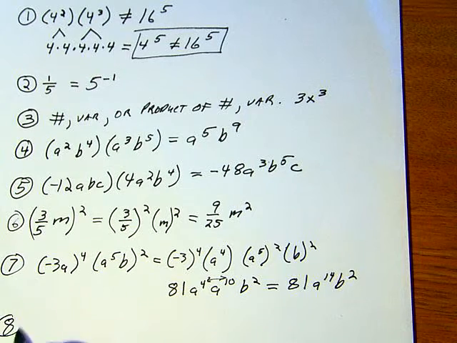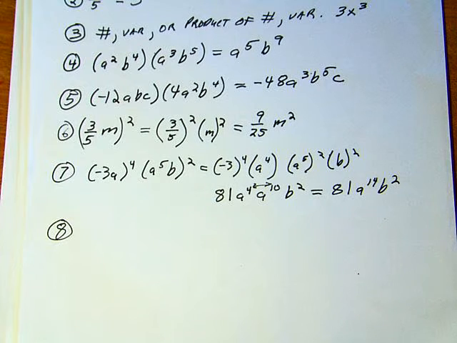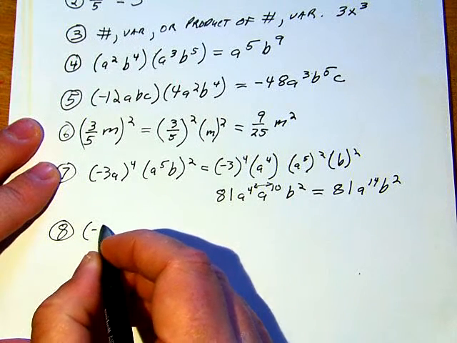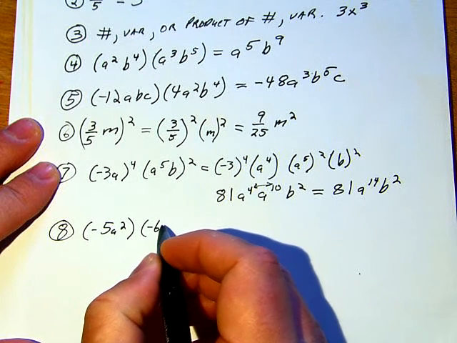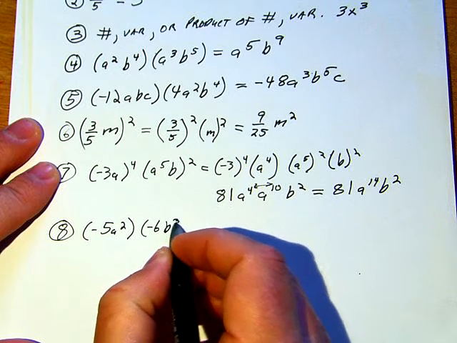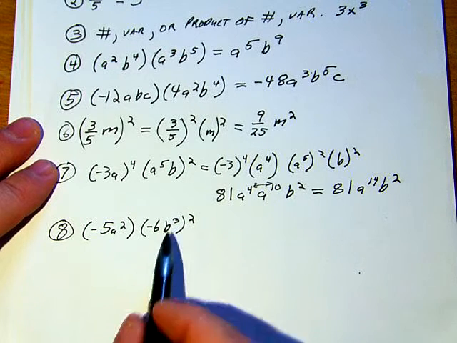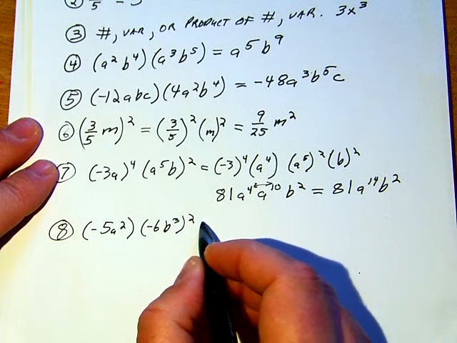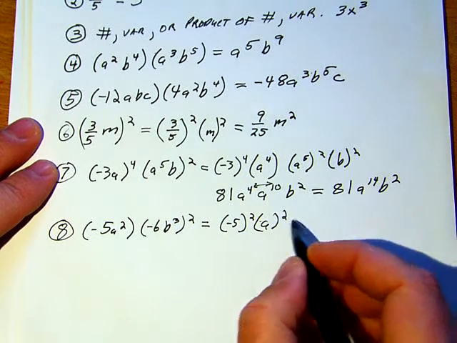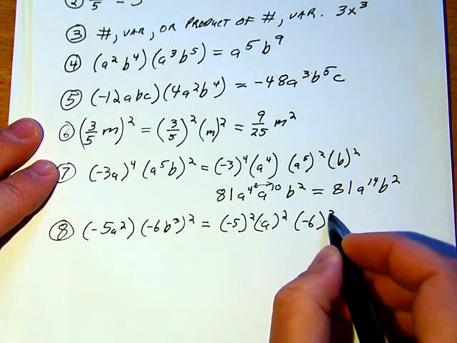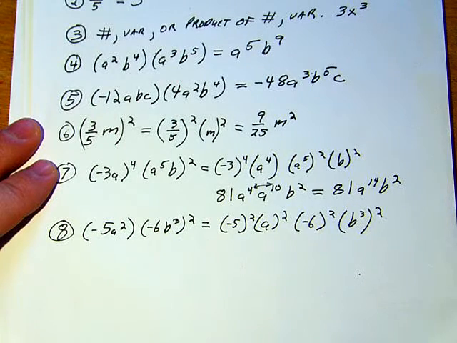Number 8. It is negative 5a squared times negative 6b cubed squared. Okay, first thing I'm going to do is the second part here. Let's just write it all out again. Negative 5 squared a squared, negative 6 squared b cubed squared. So now I've split it out into all its parts.